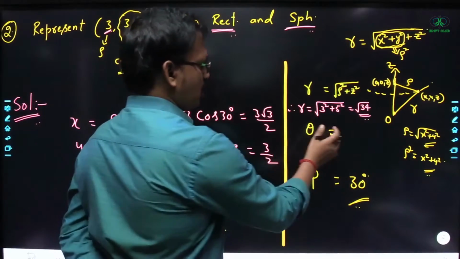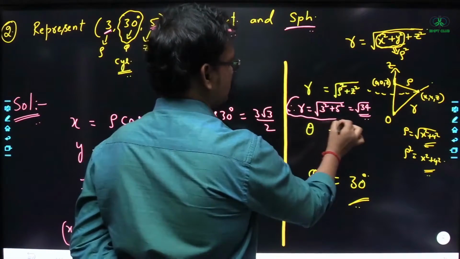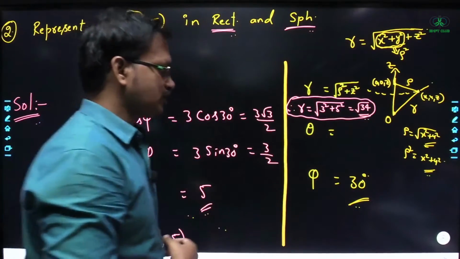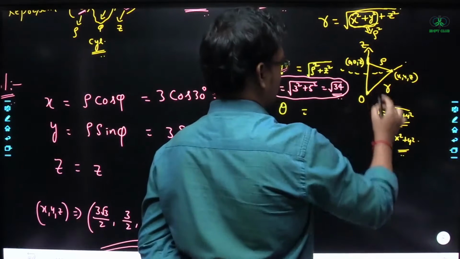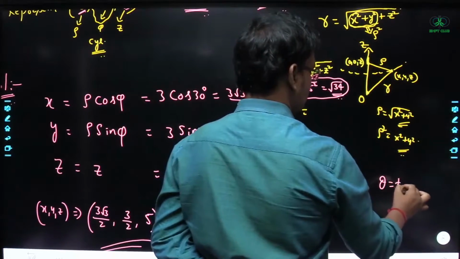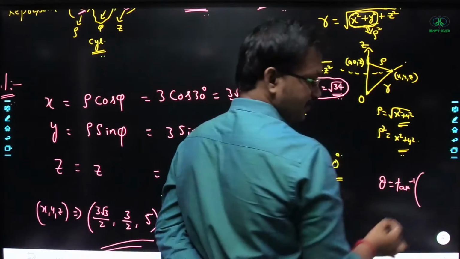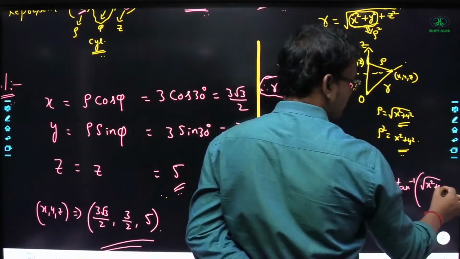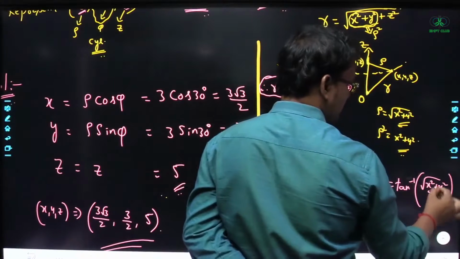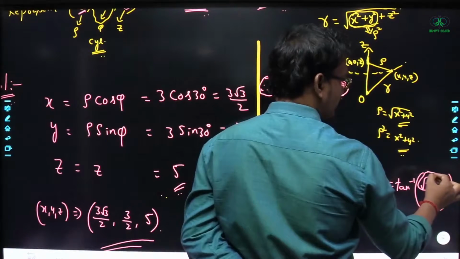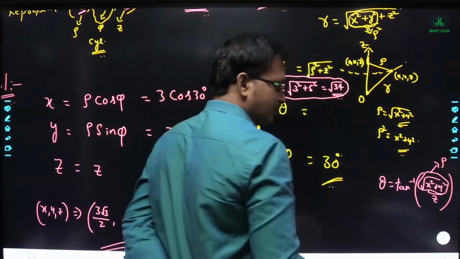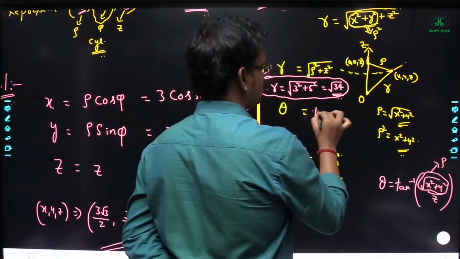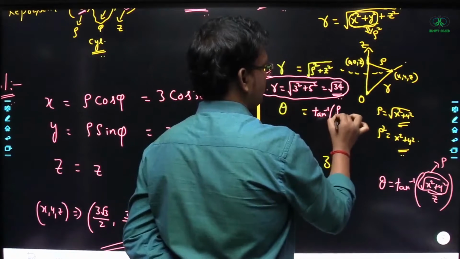Okay. Next, how to determine theta? This is the r value here, right? Next, how to represent theta? We know that in rectangular coordinates, theta is equal to tan inverse of the square root of x square plus y square divided by z. And the square root of x square plus y square is nothing but rho in the cylindrical coordinate system. So theta is equal to tan inverse of rho by z.